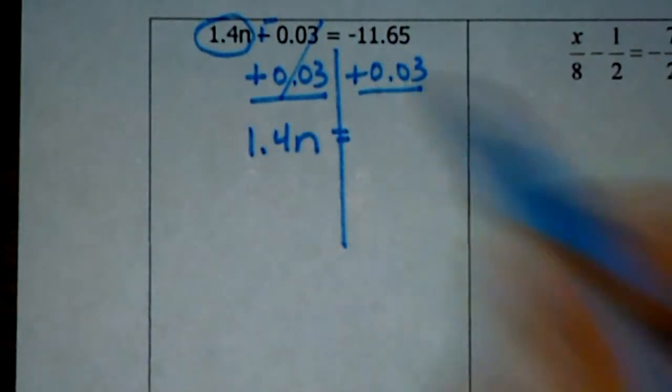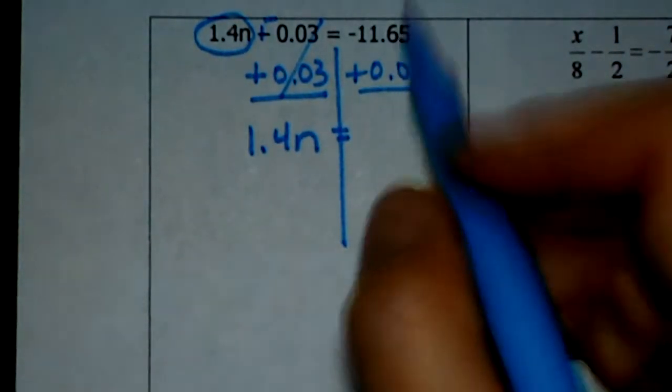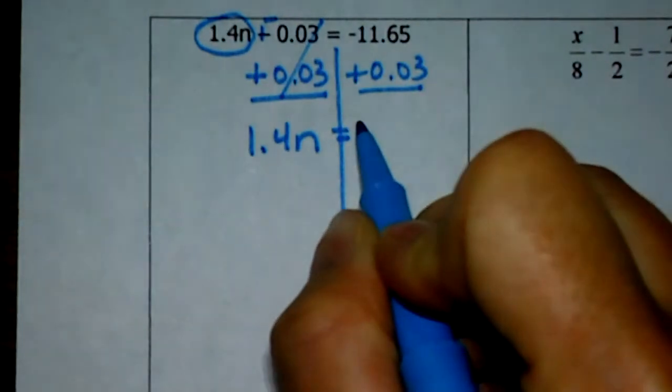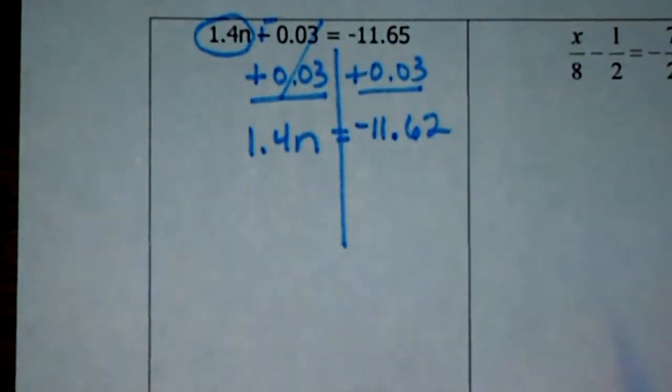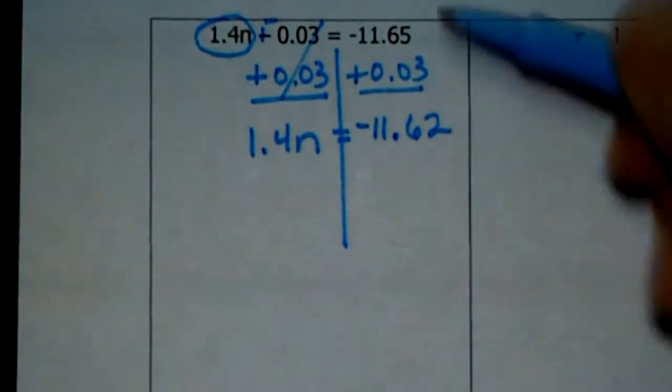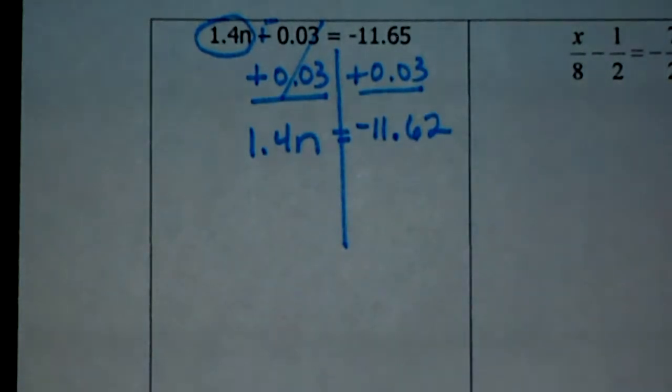And then here I see I have one of each. That means I need to subtract the digits and take the sign of the greater. So I have more negatives than positives here, so that would be -11 and 62/100. 5 minus 3 is 2, 6 minus 0 is 6, 11 minus 0 is 11. We're not done, right? Because the variable is not by itself.